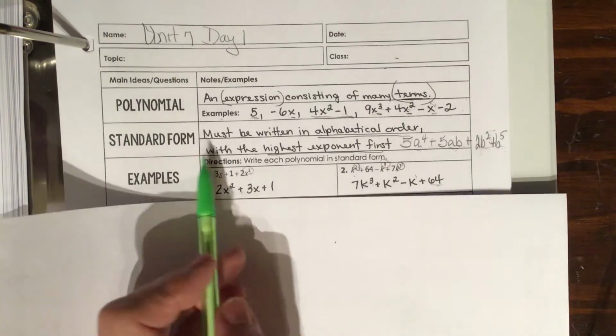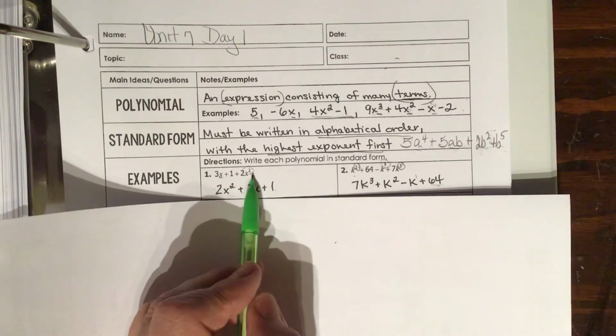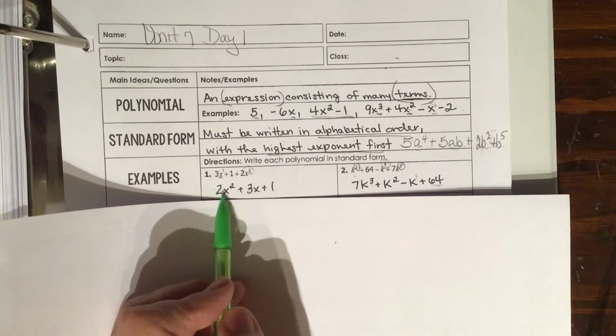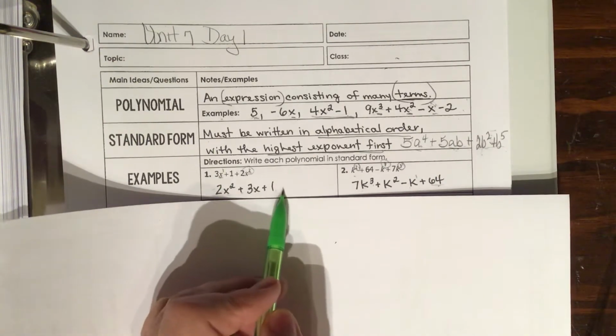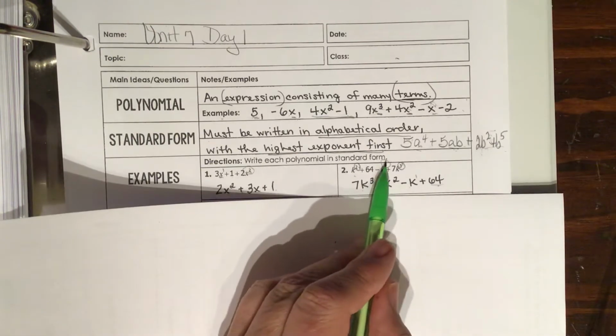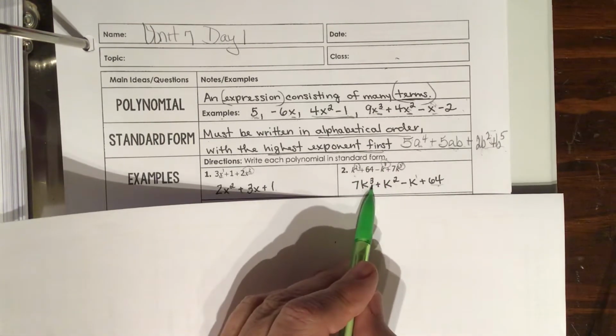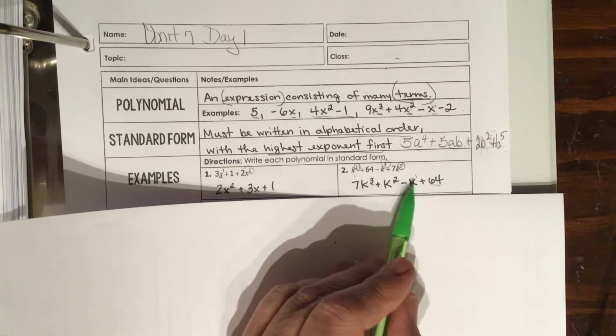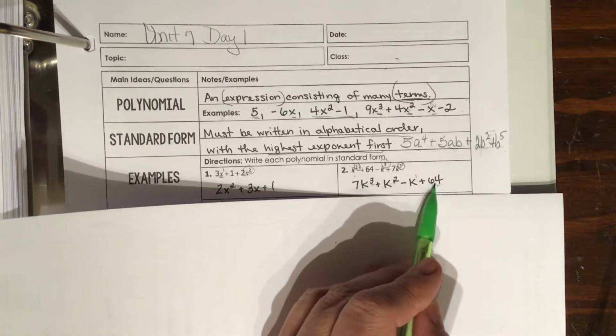Let's look at some examples of putting these in order. Here we have a cubed root, a square root, and a 1 to the 1, so it's 2x squared plus 3x plus 1. Here you have a squared root, a cubed root, and a k to the first power. So you're going to put the cubed root first, the squared root second, k to the first power, and 64.